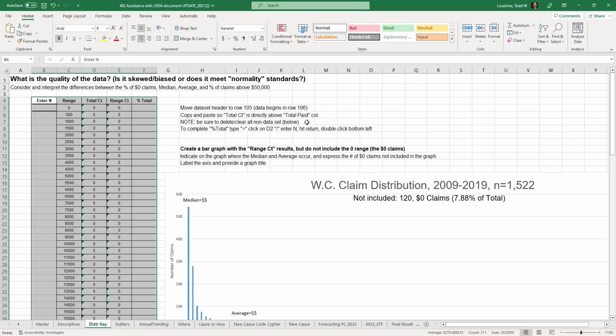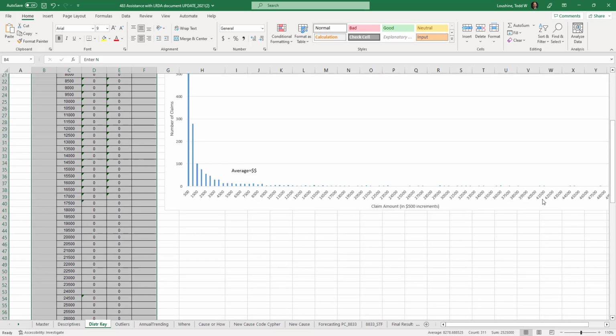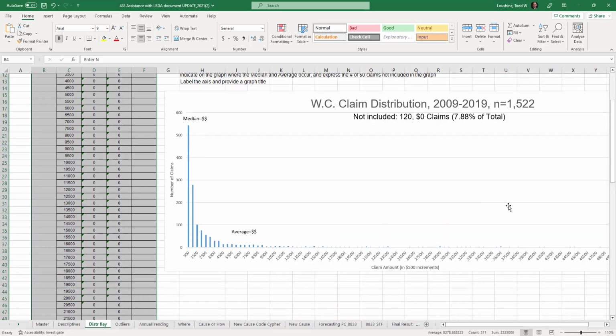Be sure to clear anything down below. I'll remind you of that. And then to complete the percent total, type equal, click on D2, which is right here. Put the N number in and hit return. Double click to go to the bottom. Okay, that's simple enough. And then we graph it. We graph it by a bar chart. So that is that part.